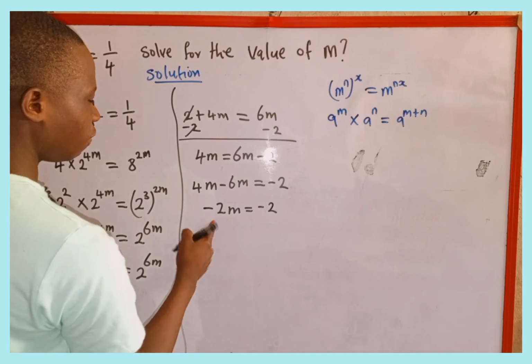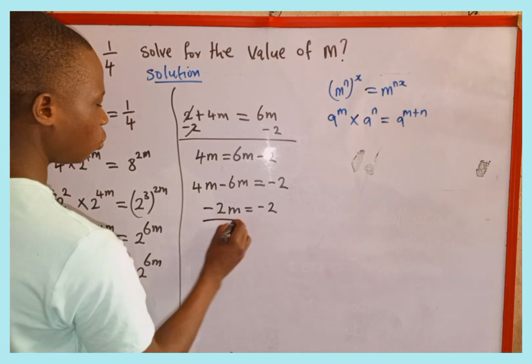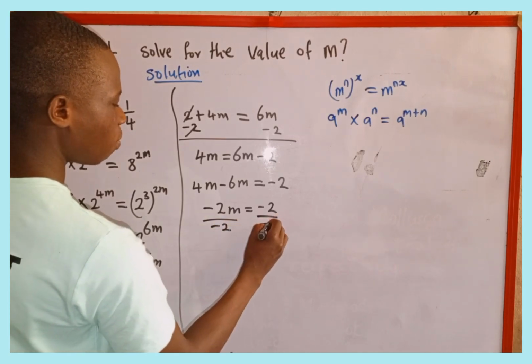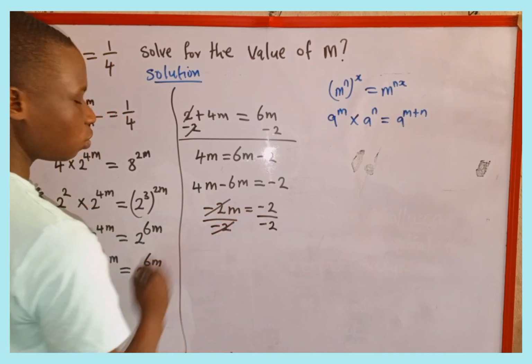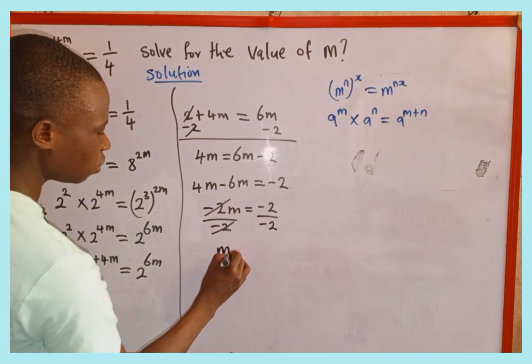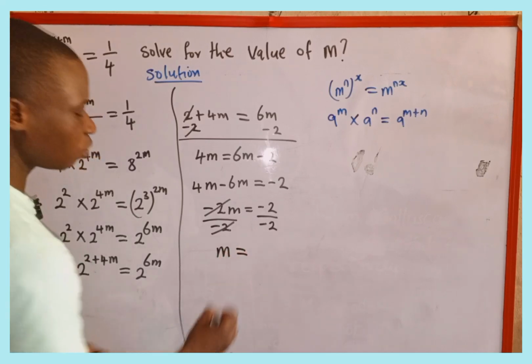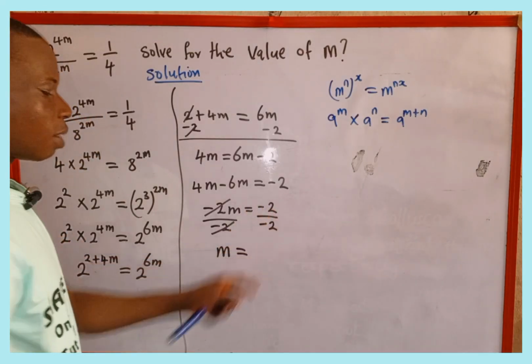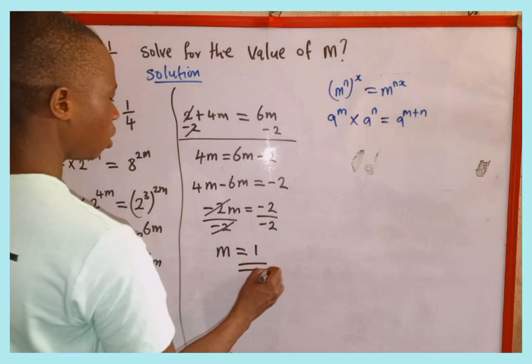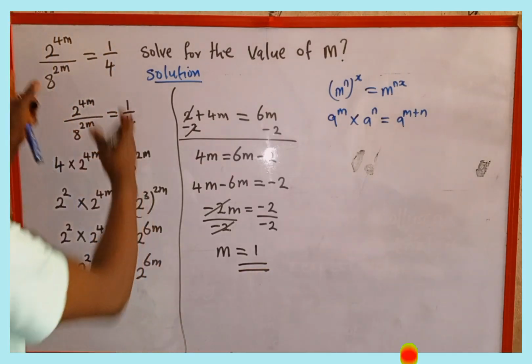So the next thing is to divide both sides by the coefficient of m, which is minus 2, and also minus 2, so that this minus 2 will cancel this minus 2. We are left with m on the left hand side, which is equal to minus 2 divided by minus 2, which gives us 1. Therefore, the value of m in this equation is equal to 1.